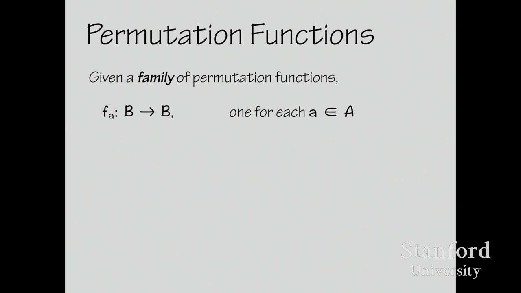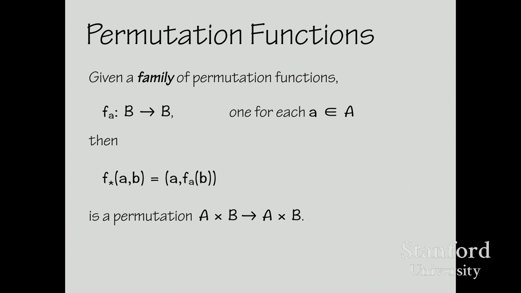So we had a family of permutation functions, and every one of them is a permutation. It can be inverted. And there's one for every member of A, the things on the one side of our tuple. And if we have that family, then it's also the case that if we apply it by using this F star, where we say F star of AB is A, followed by FA of B, then that is a permutation for exactly the same reasoning that we had before, that you can undo it, that we can just apply the inverse of the permutation to undo it.